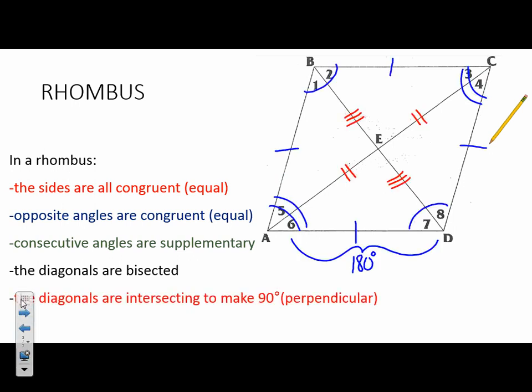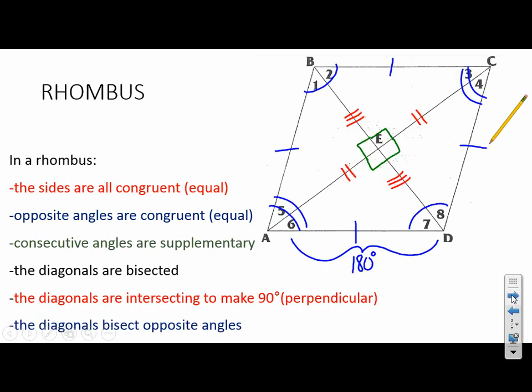And then the diagonals are intersecting to make a 90-degree angle in the middle, or they're perpendicular. The diagonals are perpendicular. So that means in here, at angle E, there will be some right angles. Okay, 4 of them. So they're crossing in there to make a 90-degree angle, right angles.